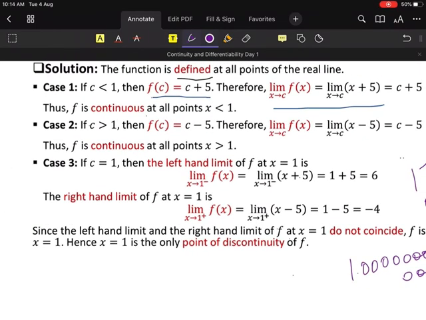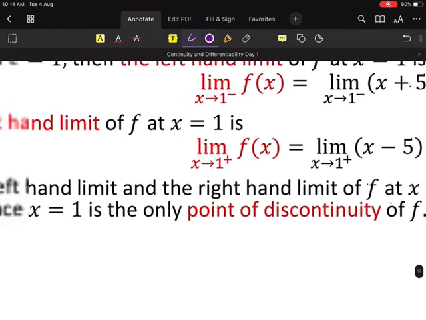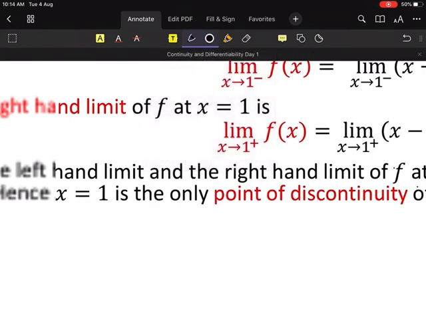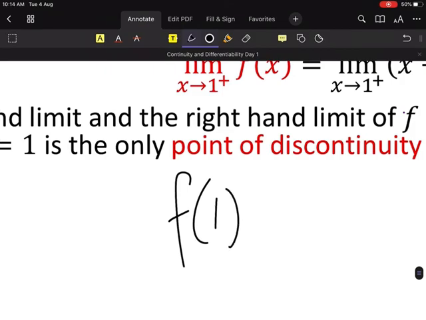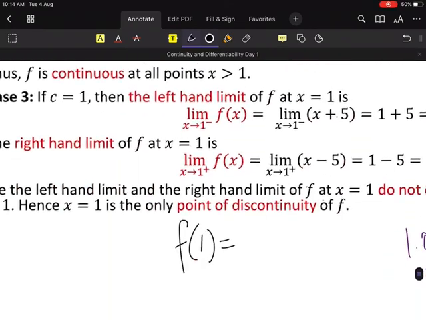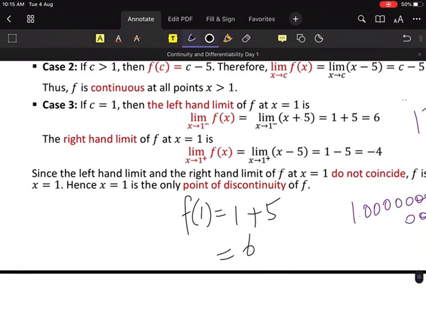I found out the left hand limit, I found out the right hand limit. What is our next thing to find? I need to find out the value of the function at that point 1. Can anybody tell me what is the value of the function at point 1? I forgot to show it, so everyone look here. We have to write f of 1. What is f of 1? x equal to 1 means x plus 5, so it will be 1 plus 5, which is equal to 6. Yes or no?